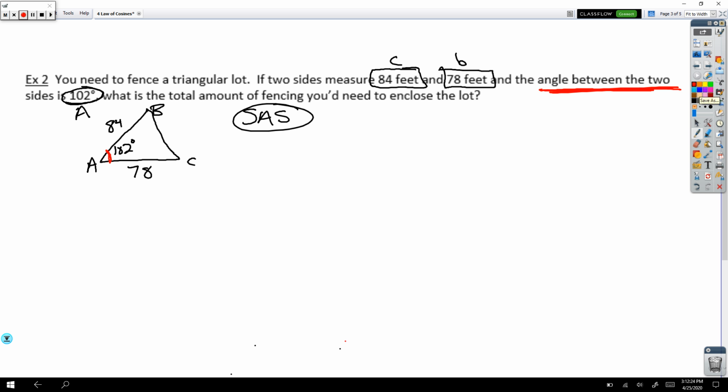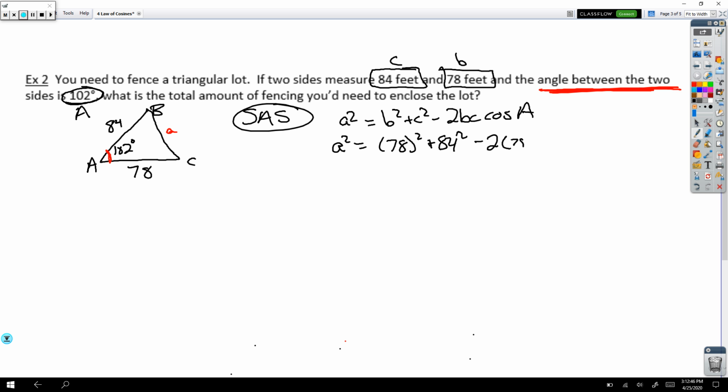Alright, so I'm trying to find side A. So I'm using the formula a squared equals b squared plus c squared minus 2bc cosine of A. Plugging in everything I know, we would have 78 squared plus 84 squared minus 2 times 78 times 84 cosine of 102 degrees.